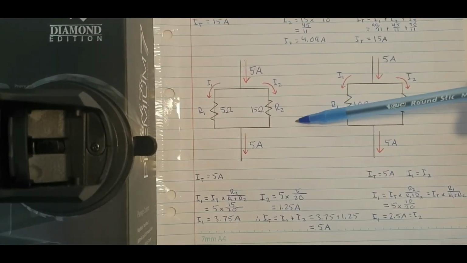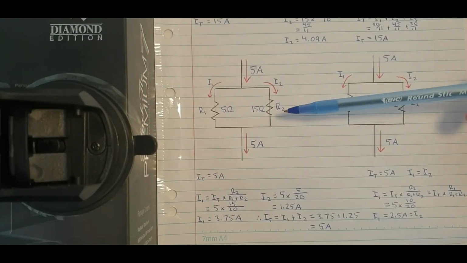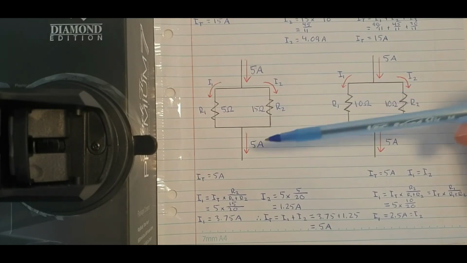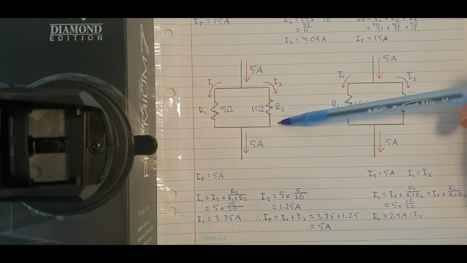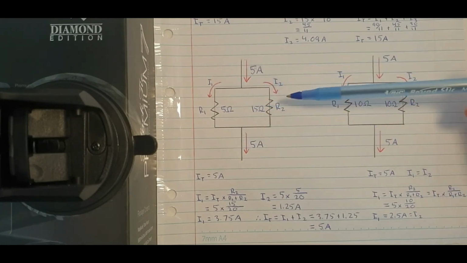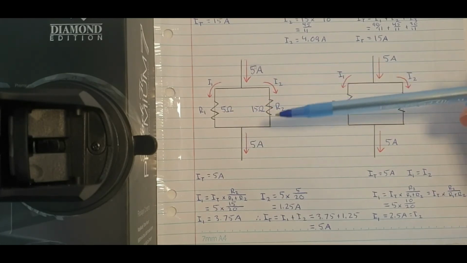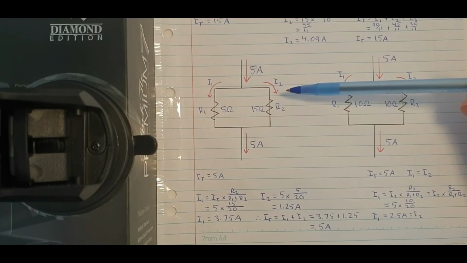Moving to a special case of a 2-branch circuit, we find that the current of a branch is equal to the total current times the opposing resistance divided by the total resistance of the circuit. This follows the fact that the smaller the resistance, the greater the current in its branch.